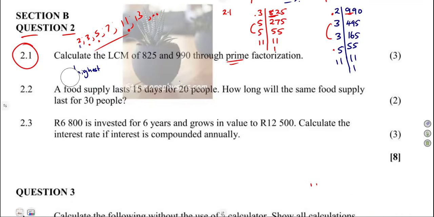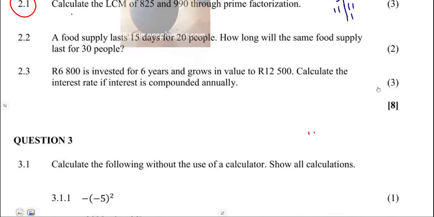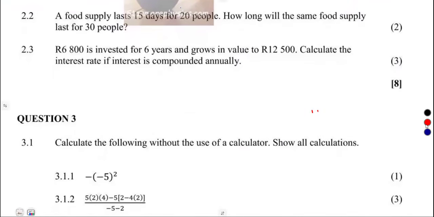Let us move on to the other part of our question, which is 2.2. A food supply lasts 15 days for 20 people. So here it's about the number of what? The number of days. Then here the number of what? The number of people. So 15 days equivalent to 20 people. How long will the same food supply last for 30 people? So what about when you've got 30 people and you're using the same?